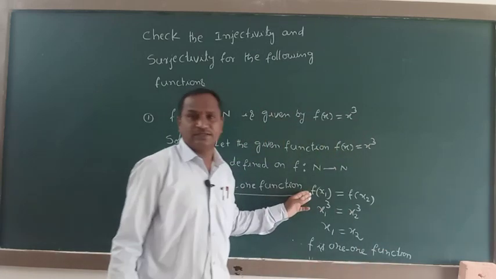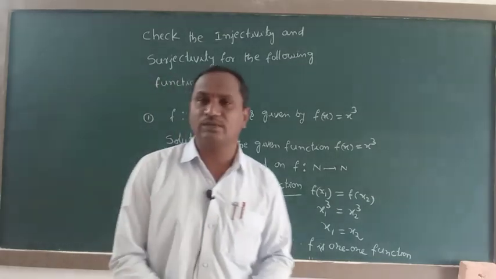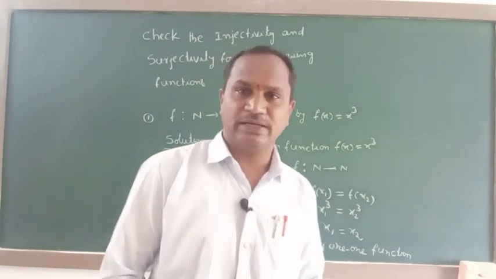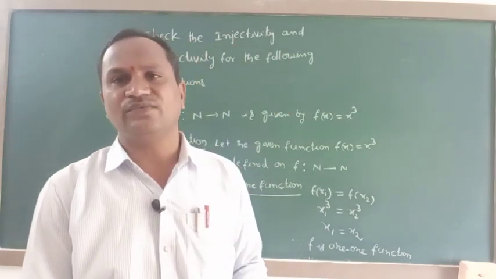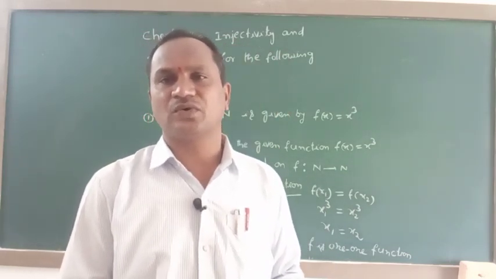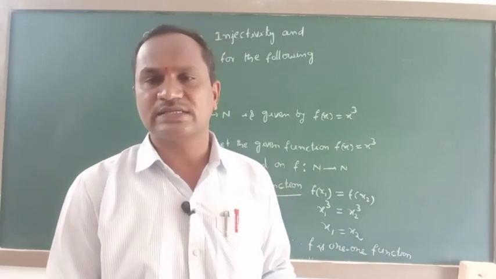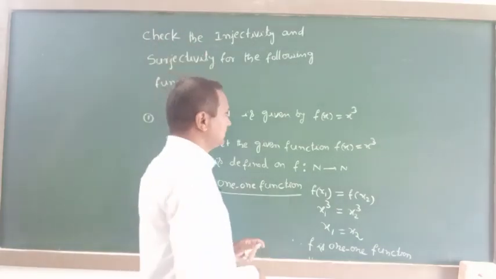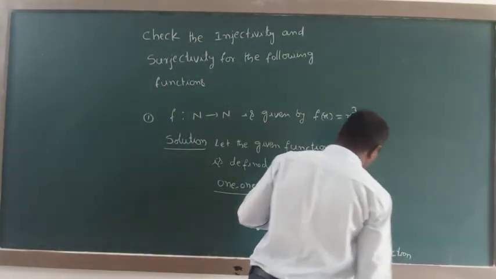If we get a procedure like this, easily we can tell that different elements of domain capital N are associated with different elements of codomain capital N. How, I will show now diagrammatically. See here.